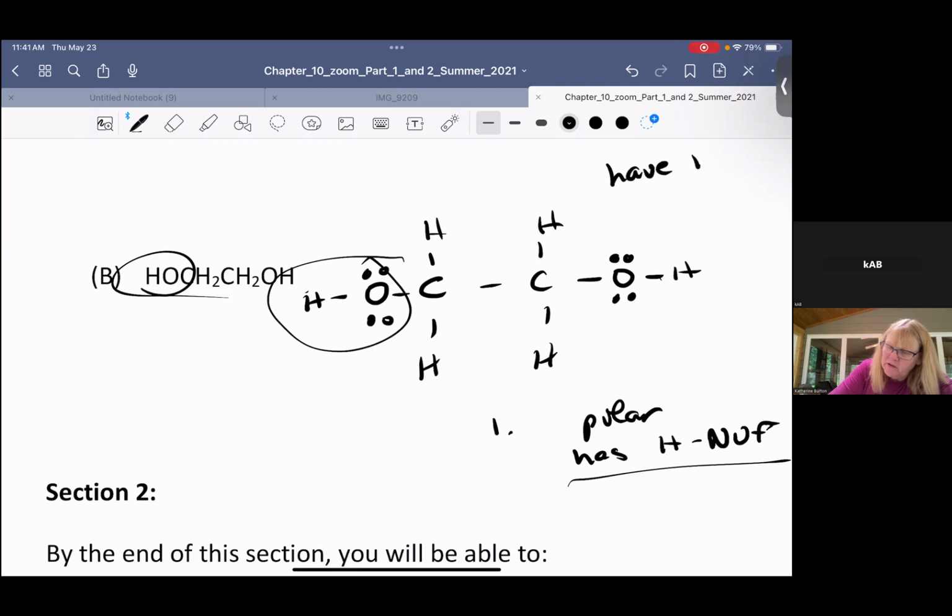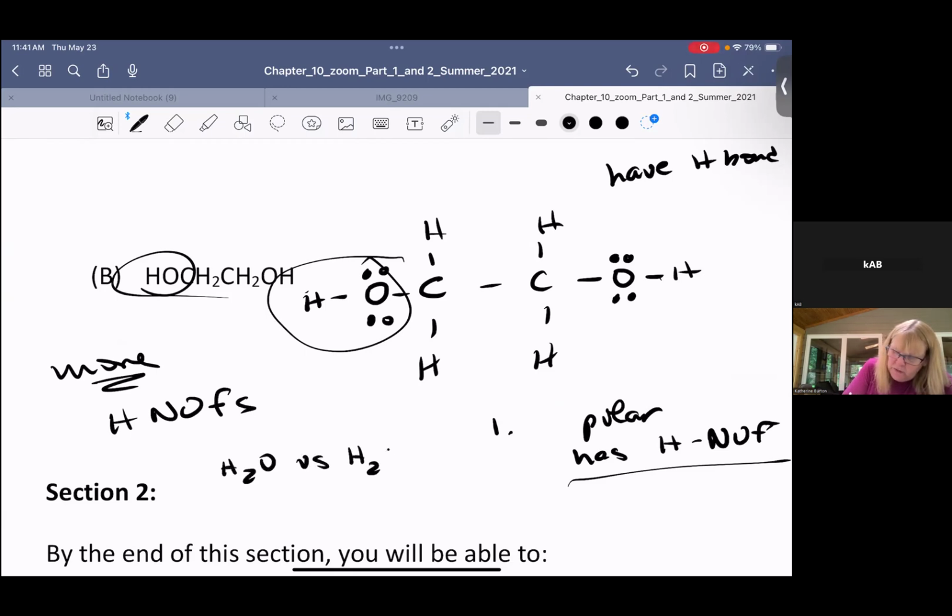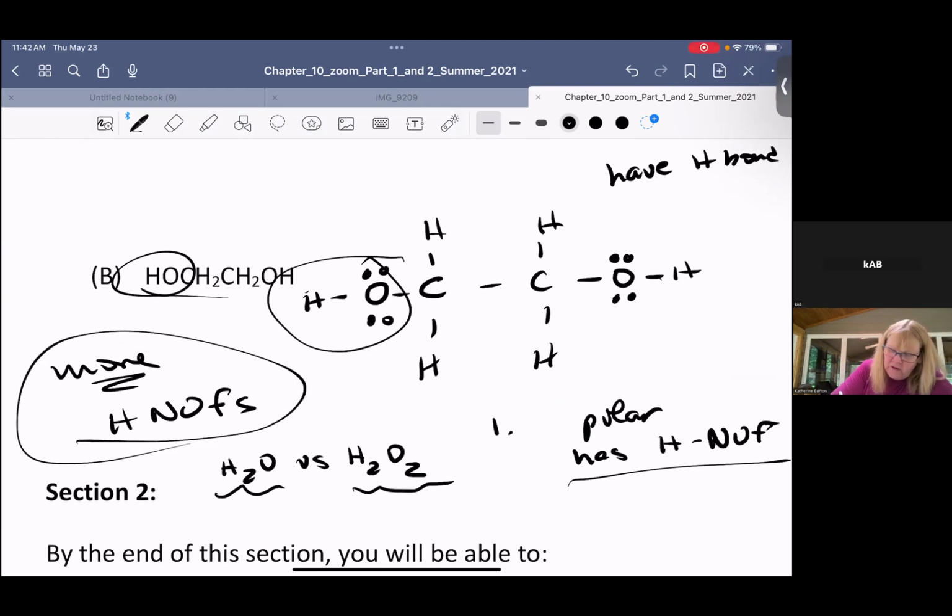So inherently with that OH at the end, it has HNOF, and this is going to have hydrogen bonding. And with the note, the more HNOFs something has, the stronger. If I compared, for example, H2O versus H2O2, H2O2 has 2 HNOFs, an OH on each end. H2O just has 2 OHs, not that mess of oxygens in the middle. The more possible places we can have our HNOF, the greater the intermolecular forces. So the more HNOFs it has, the greater the intermolecular forces.